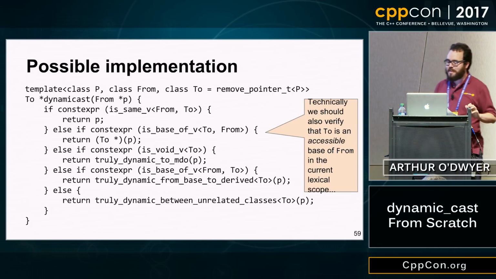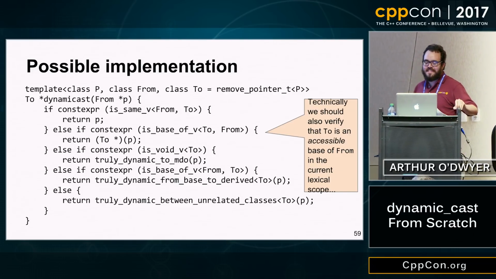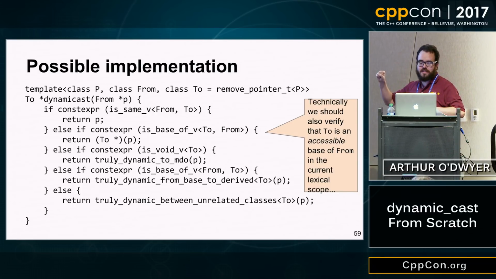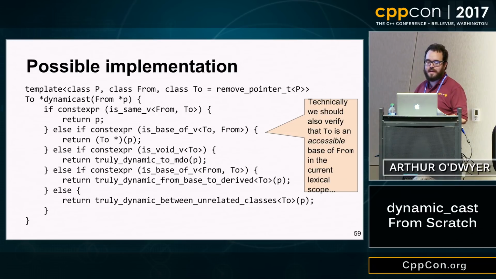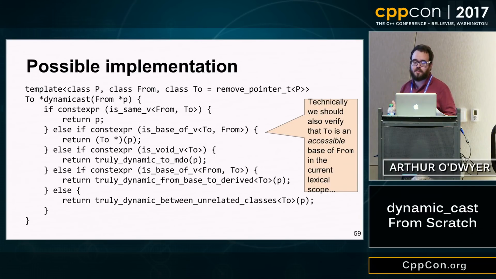So I wrote this template called Dynamicast. It takes P, which here is a pointer type representing what we want to dynamic cast to, and it deduces what we've got as the argument from. It deduces from, and here T is the type we're casting to, and it's just remove pointer of P.